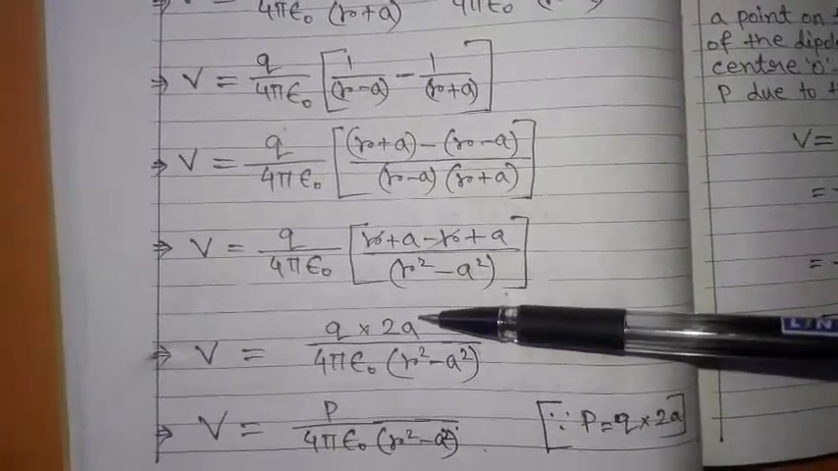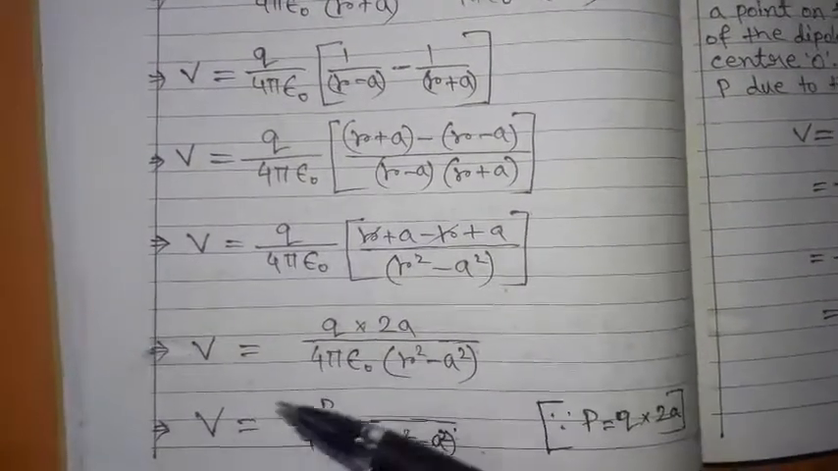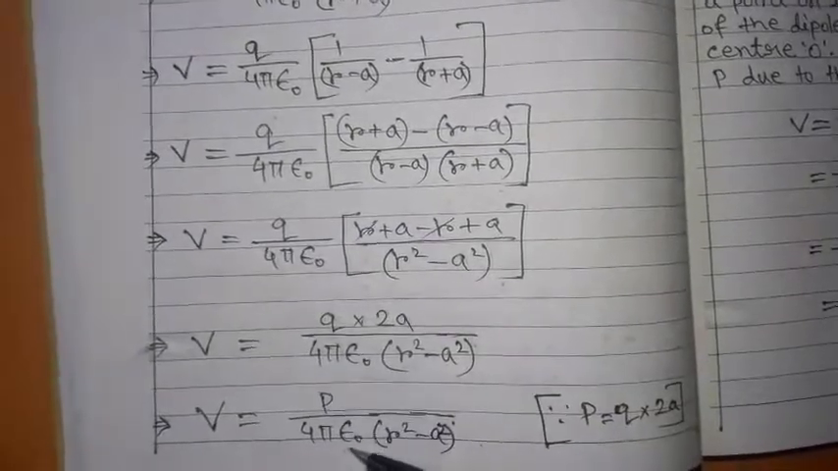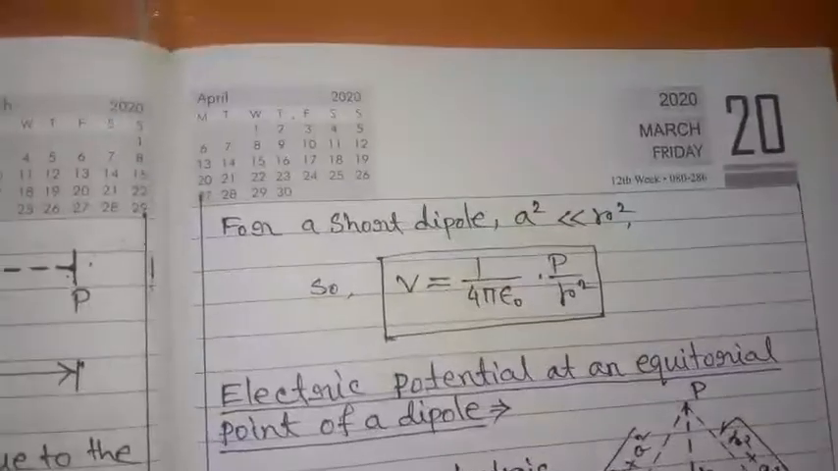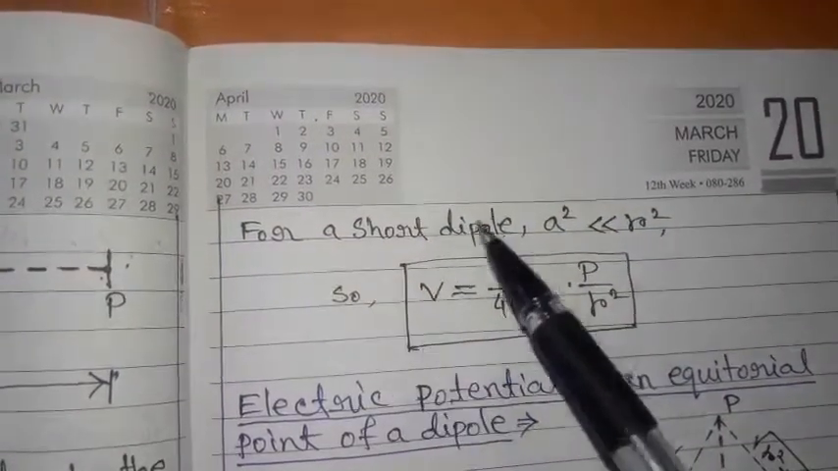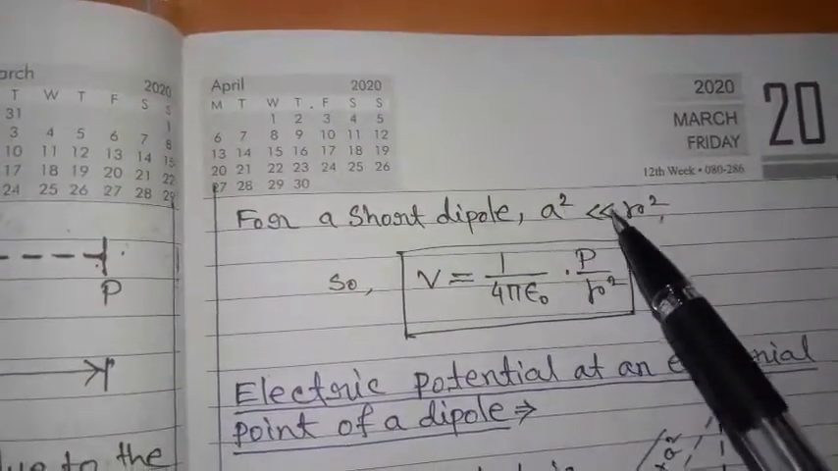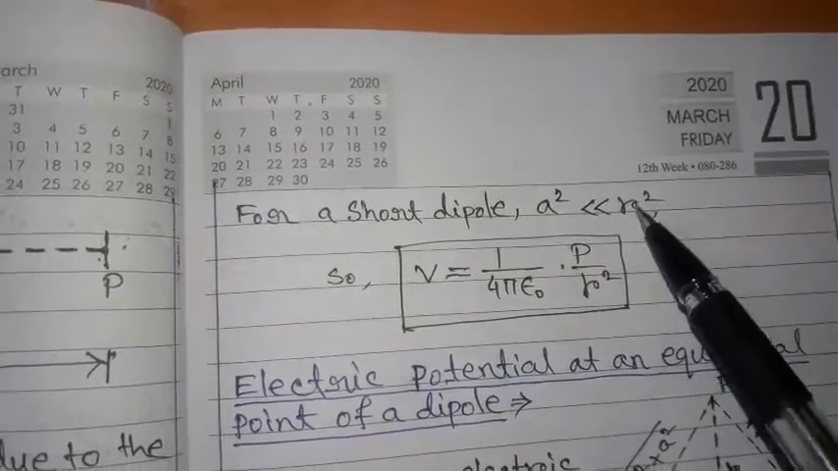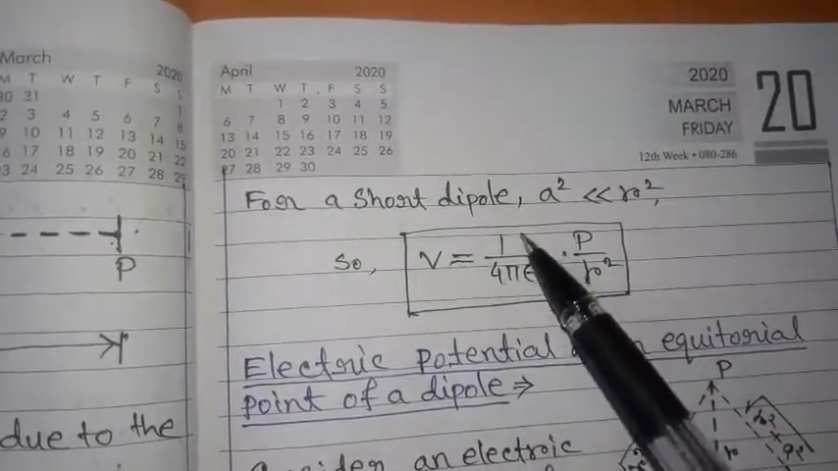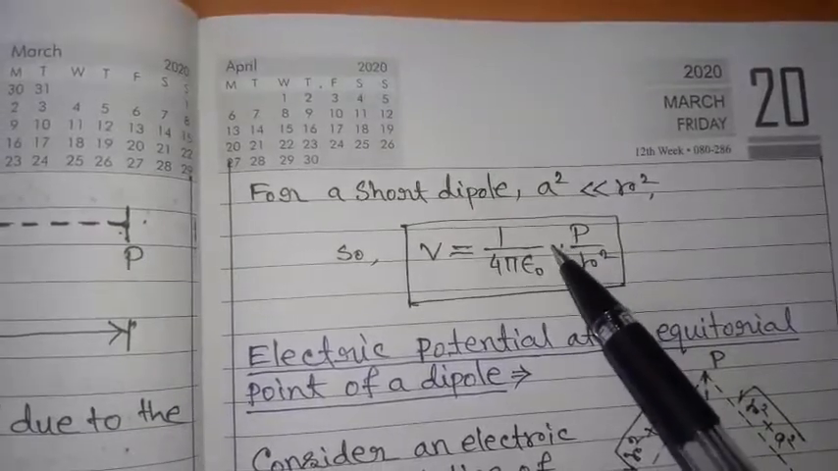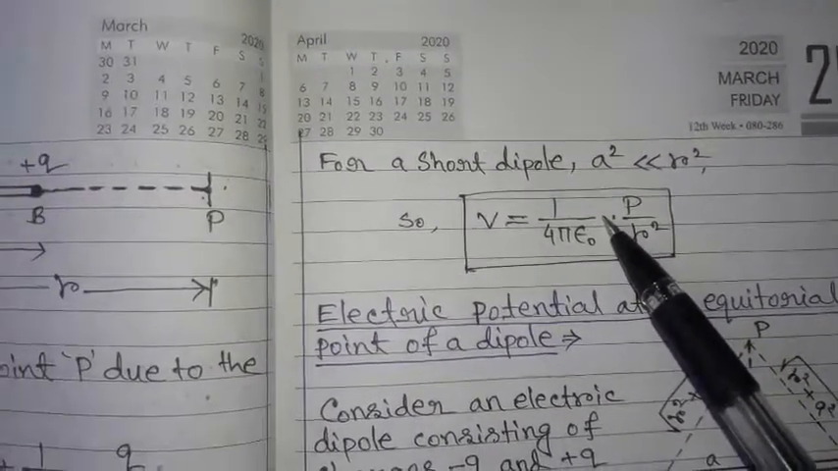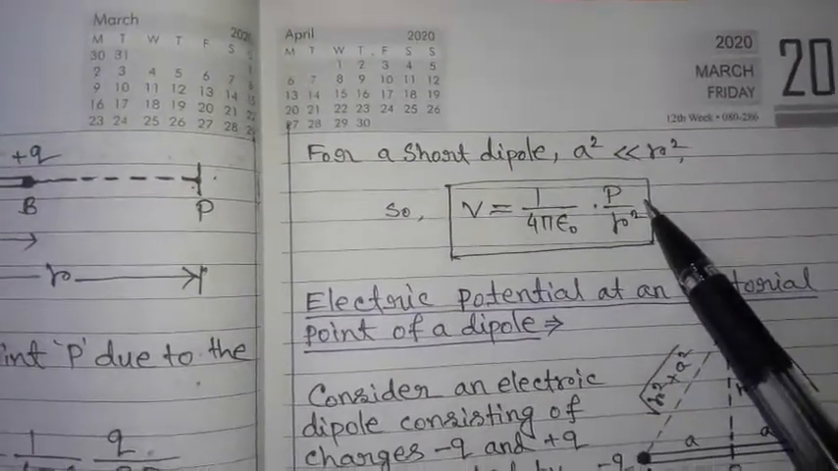q into 2a is the dipole moment p. That's why V equal to p by 4 pi epsilon 0 into r square minus a square. So for a short dipole where a square is very much less than r square, we get V equal to 1 by 4 pi epsilon 0 p by r square. This is the electric potential due to an electric dipole at an axis point.